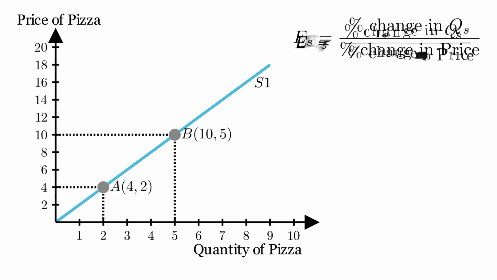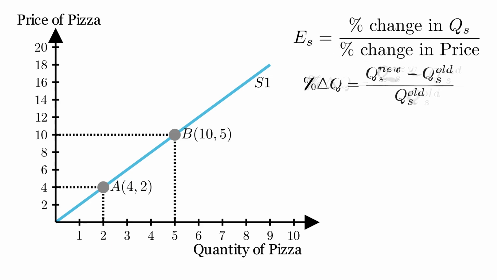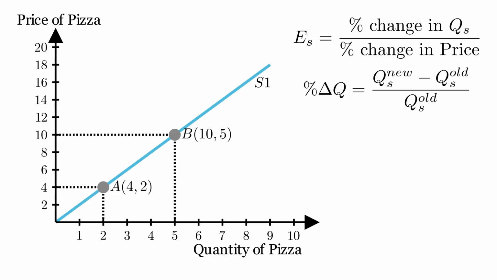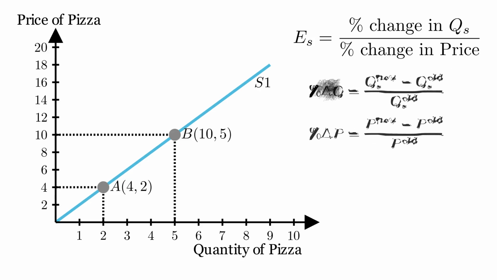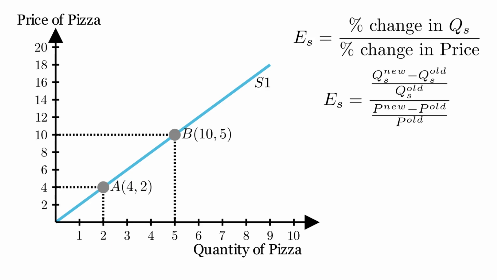Expanding this formula, percentage change in quantity supplied is new quantity minus old quantity divided by old quantity. And percentage change in price is new price minus old price divided by old price. Elasticity of supply is the ratio of these two expressions. Now let us calculate elasticity. We have 2 points A and B. We treat point A as the old values and point B as the new values. In other words, price and quantity supplied have changed from point A to point B. After substituting the values into the formula, we obtain an elasticity of 1. This is called unit elasticity.